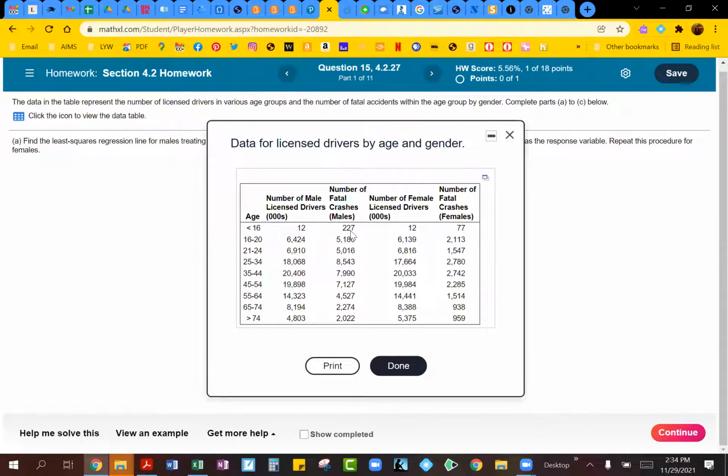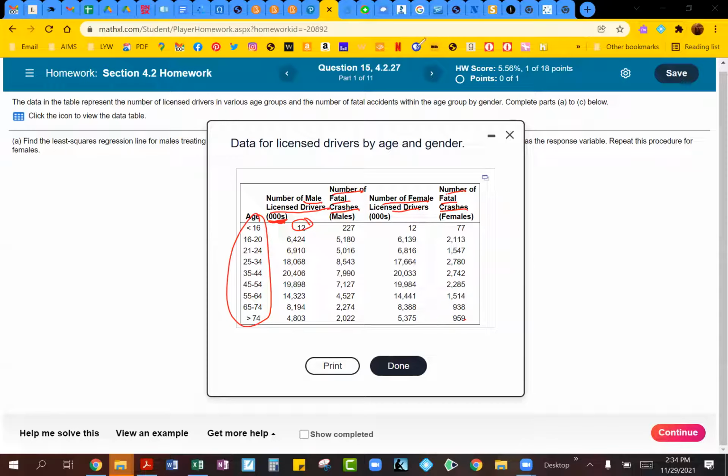So you can see on the left-hand side, they're giving you the different age groups, and then they're telling you how many of the male drivers were licensed. And this actually means you're in thousands. So this is actually 12,000. This will be 6,424,000. So that's how they have this. And then this is the number of fatal crashes for males. Then this is the number of female licensed drivers, and then the number of fatal crashes made by females. So that's how they're breaking this table down.